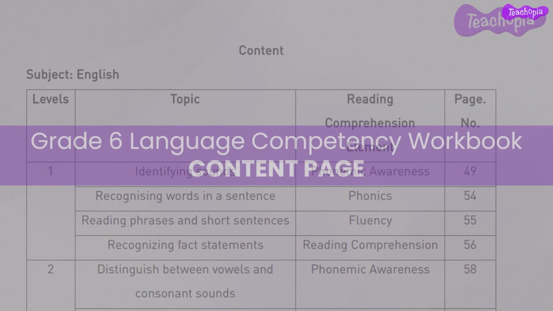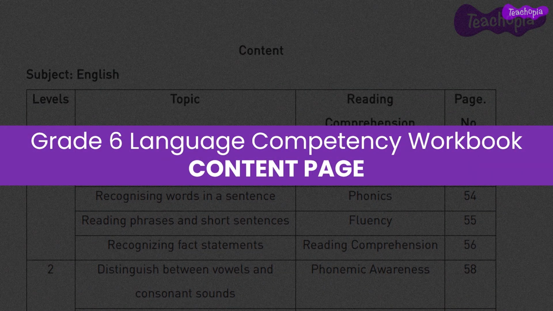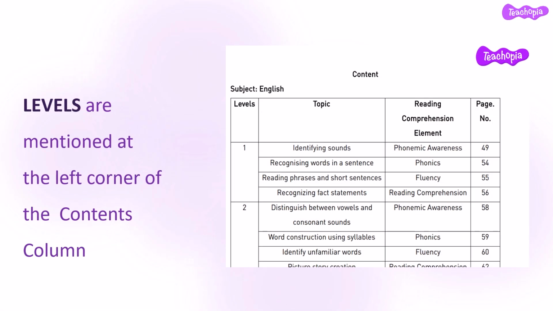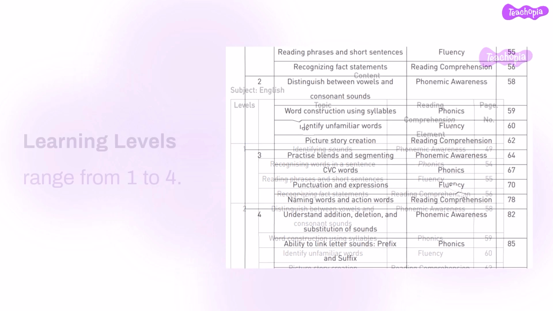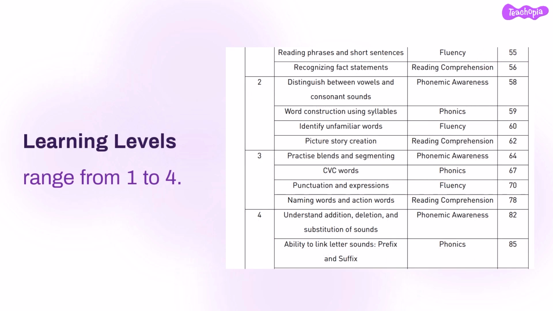Let's take a look at how the contents in the booklet are structured. Grade 6 Language Competency Workbook Content Page. The content pages in the workbook are structured to guide learners through different levels. You will find the levels mentioned at the left corner of the contents column. Levels 1 to 4 are learning levels, focusing on building foundational skills.